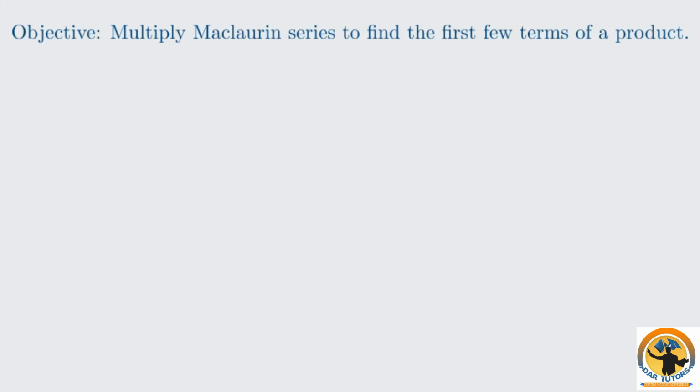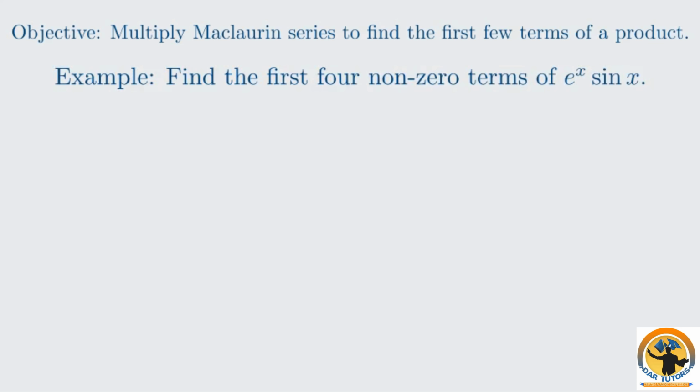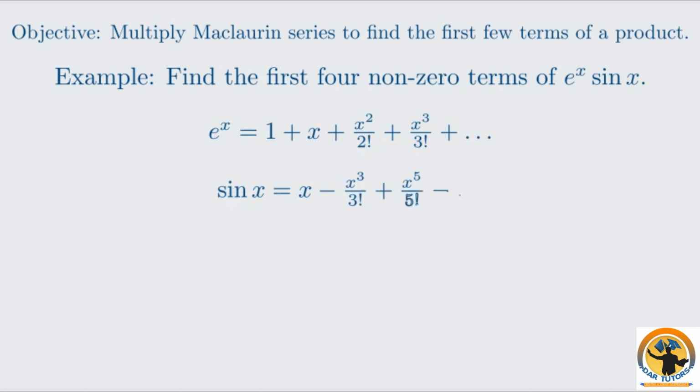The process is similar to multiplying two polynomials. We multiply each term of one series by each term of the other and then collect like terms. Let's find the first four non-zero terms of the Maclaurin series for e to the x times sine x. First, we write out the first few terms of each series. For e to the x, we'll use terms up to x cubed. For sine x, we'll use terms up to x cubed as well.